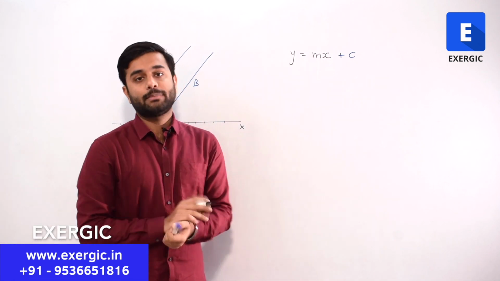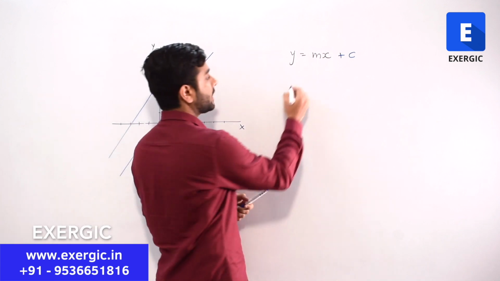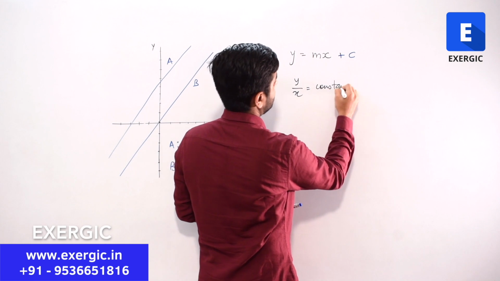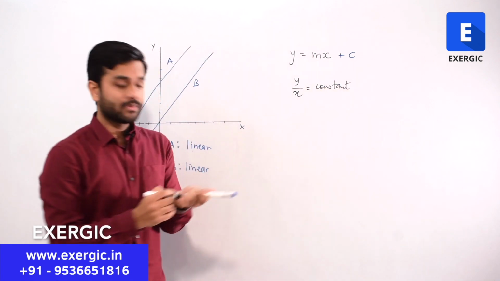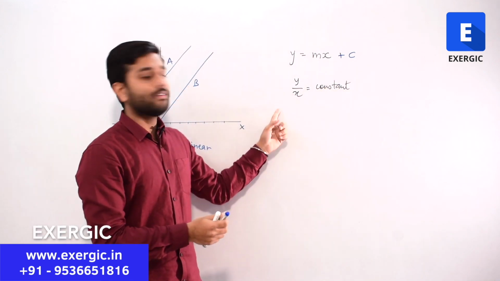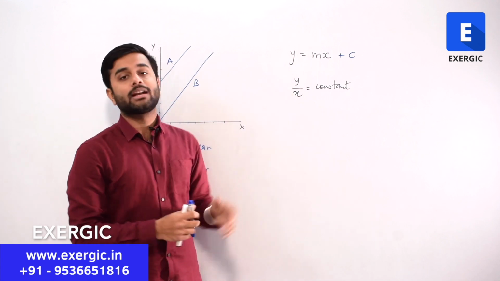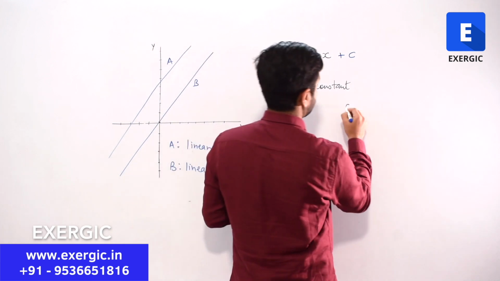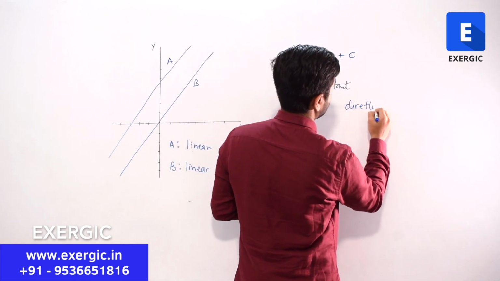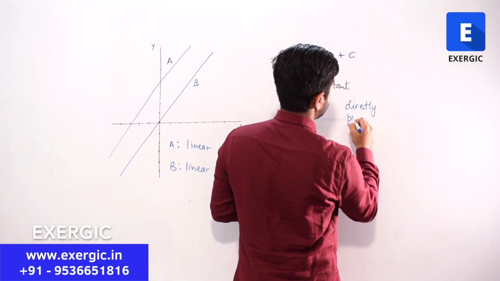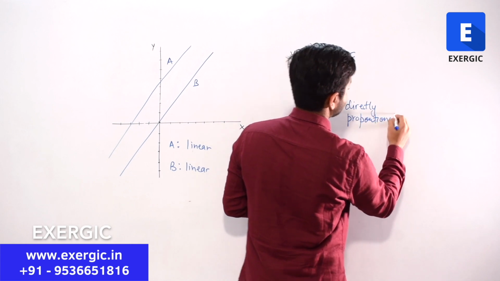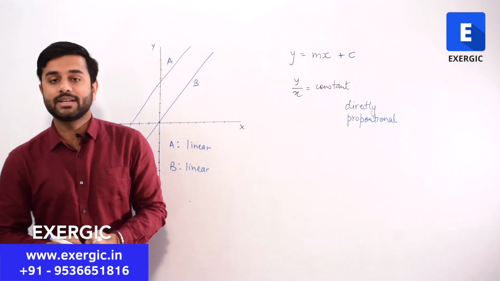Mathematically, two parameters are proportional if their ratio is constant. If y by x is a constant, then they are said to be proportional. Because if you double the value of x, the y's value will also get doubled, right? And generally, we use the term directly proportional for it. Directly proportional. We have come across this term, whether these terms are proportional or directly proportional to each other or not, right?